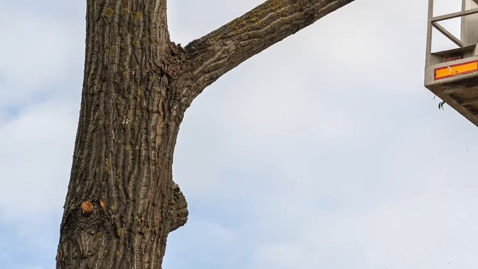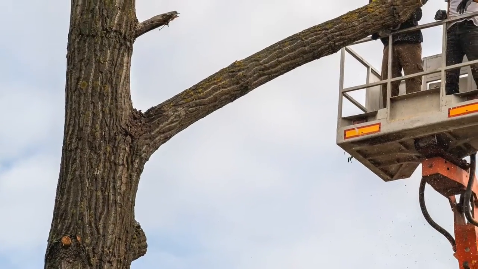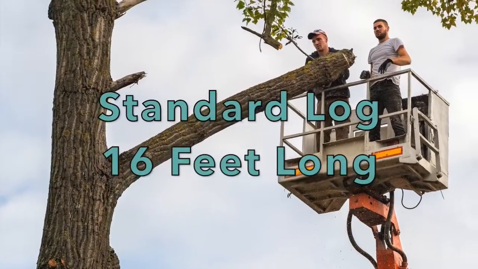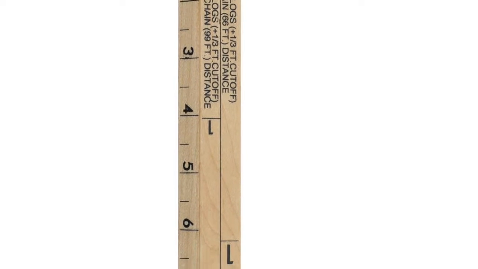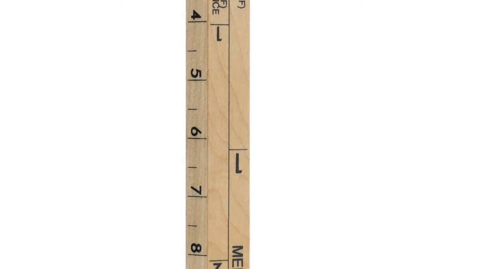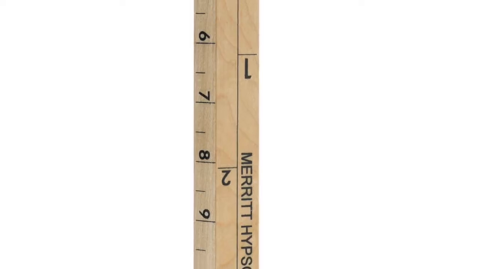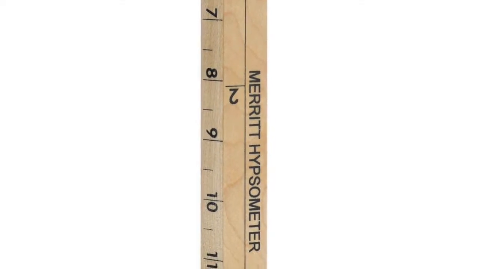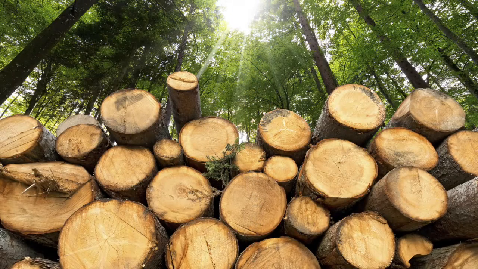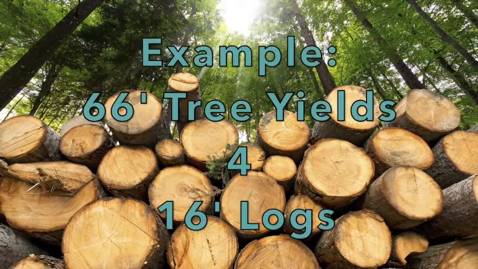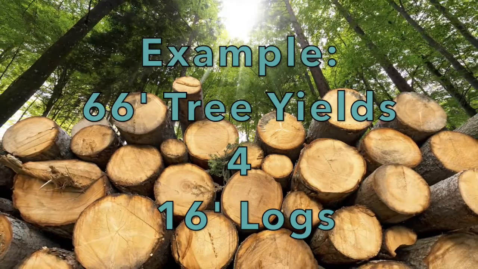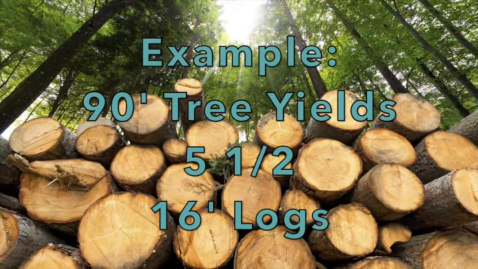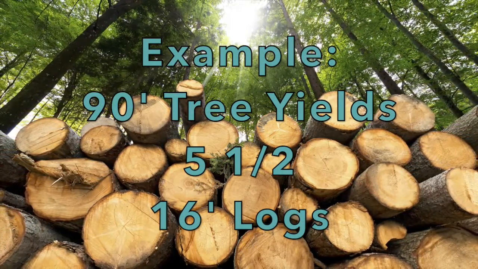Merchantable tree height is measured and converted into logs. A standard log is 16 feet. The number of 16-foot logs possible in a tree can be measured with the scale on the Merritt hypsometer. Standard practice is to round down to the nearest half log. For example, a tree with a merchantable height of 66 feet will have four 16-foot logs. A tree that is 90 feet tall will have 5.5 16-foot logs.